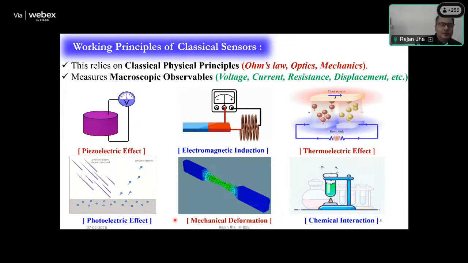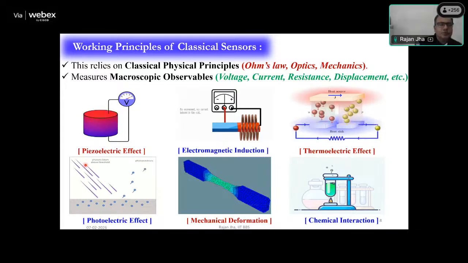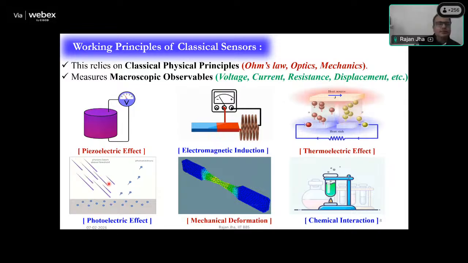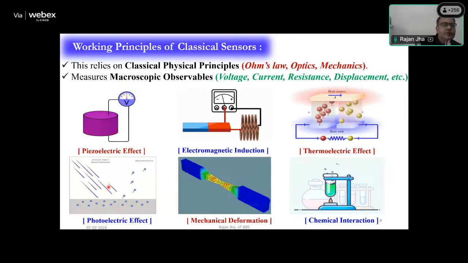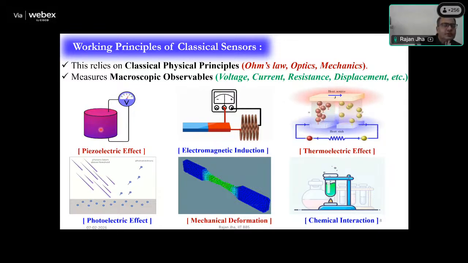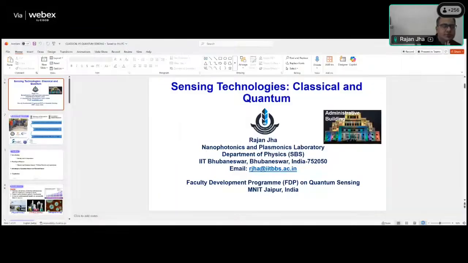The next one, as I discussed with you, is piezo. It is not photo. This is the piezoelectric effect. So you can measure the electric field by inducing some type of stress in the system.